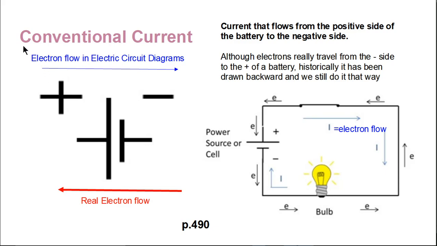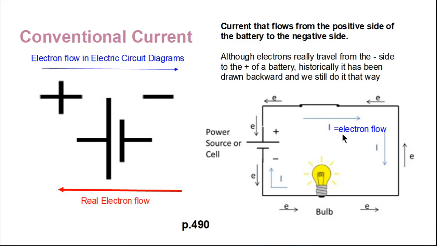Okay, let's talk about this conventional current. You already know that the real electron flow goes from the negative side of your battery to the positive side of your battery. That's how the electrons flow for real. But because we have always done it this way, when we talk about current, when we calculate current, we are going to draw our arrows the opposite way. We're going to go from the positive side to the negative side of our circuit.